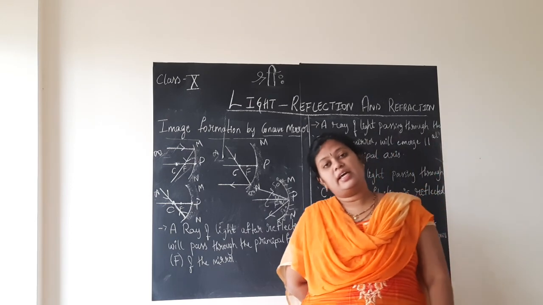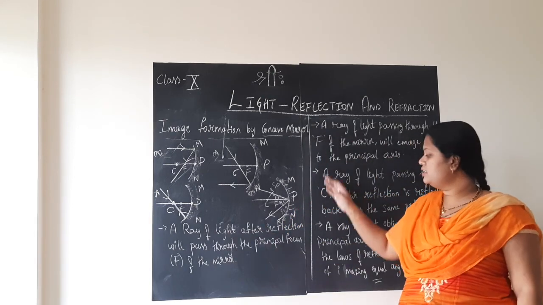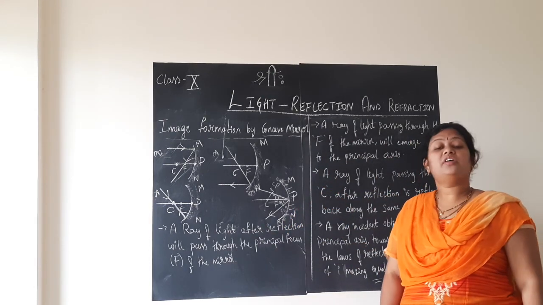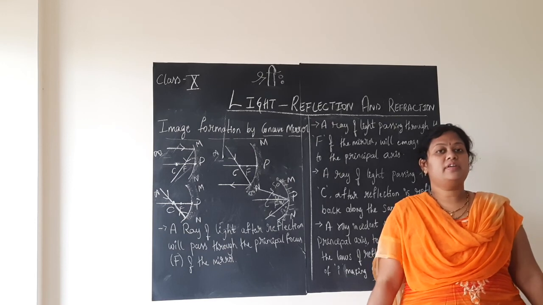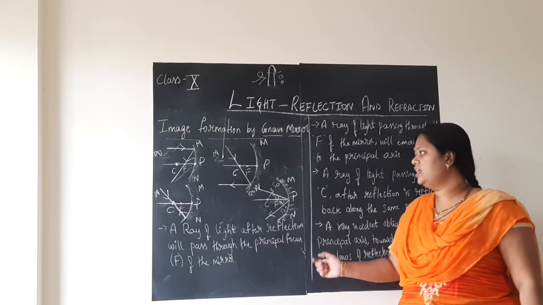Before learning the ray diagram, children, let us learn one more important thing. After learning these basic 4 points, we shall learn the sign convention. After that we shall learn the ray diagram. We shall see to it next.